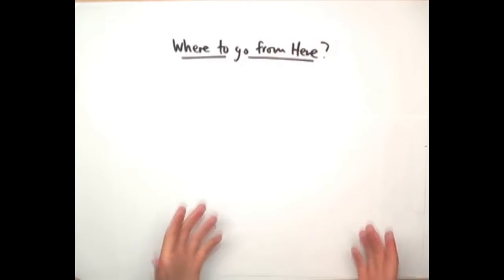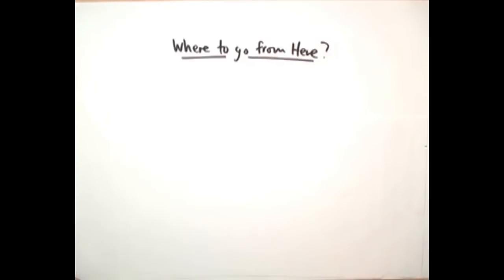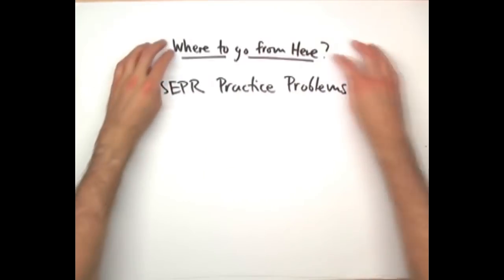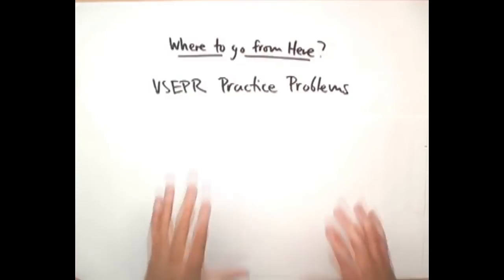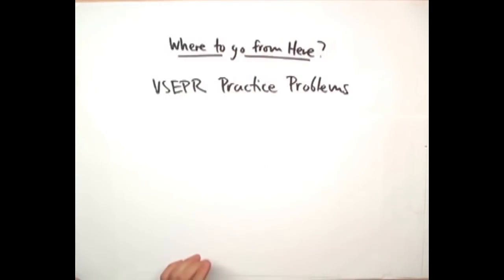So you just finished watching this VSEPR video. Where should you go from here? Well, the first thing that's important to know is that there's a difference between watching the video and actually being able to look at a Lewis structure and figure out what the 3D shape of that molecule would be. So the first video that you should watch is this VSEPR practice problems video, where we'll go through a whole bunch of Lewis structures and go through the steps to figure out what the 3-dimensional shapes will be. So that's definitely the next thing you should watch.